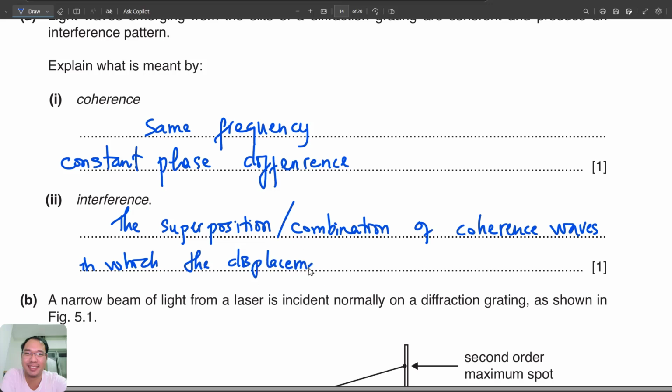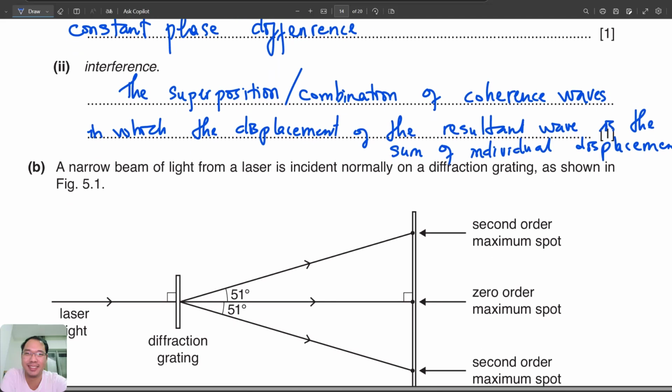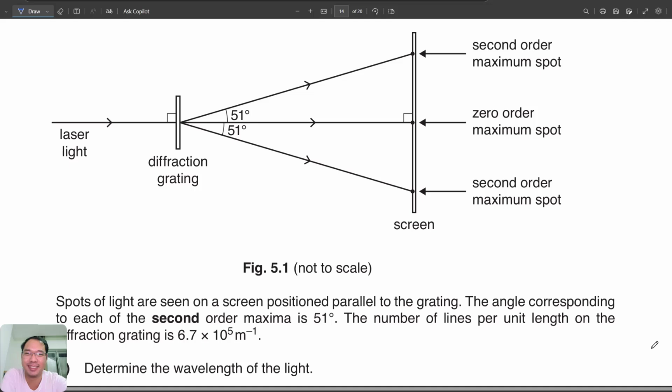Question B. A narrow beam of light from a laser is incident normally on the diffraction grating as shown in the figure. Spots or lines are seen on the screen positioned parallel to the grating. The angle corresponding to each of the second order maxima is 51 degrees. The number of lines per unit length of the diffraction grating is this one.